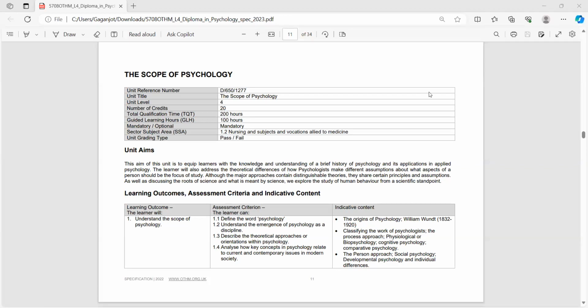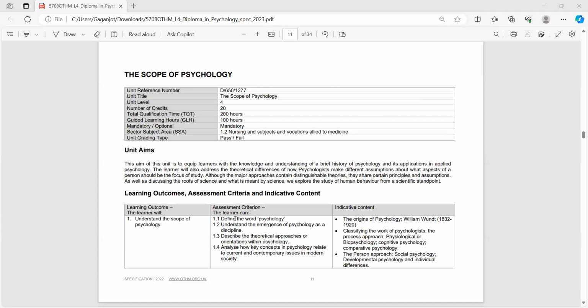Hello everyone. Today we are going to understand about psychology. The scope of psychology. In this unit, we are going to understand the scope of psychology.